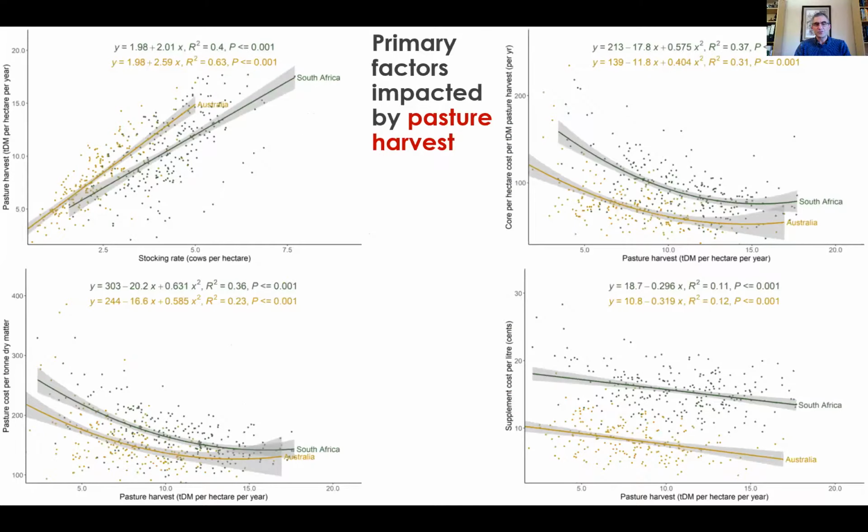These are the second group of 4 graphs relating to pasture harvest. All of the trends are consistent and strong. What else does pasture harvest influence?